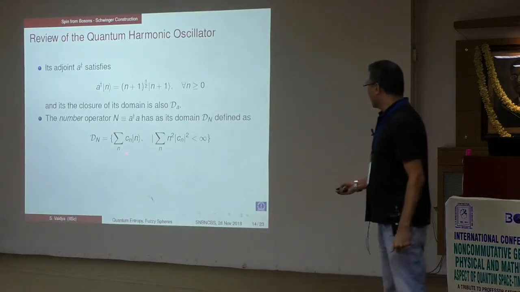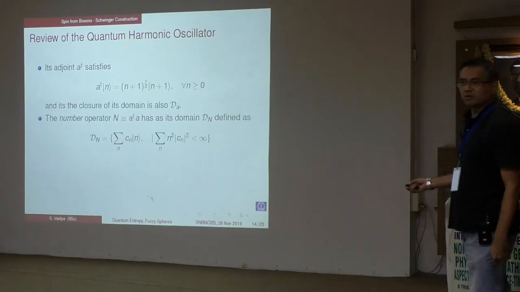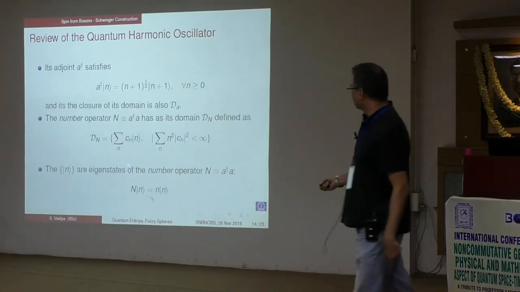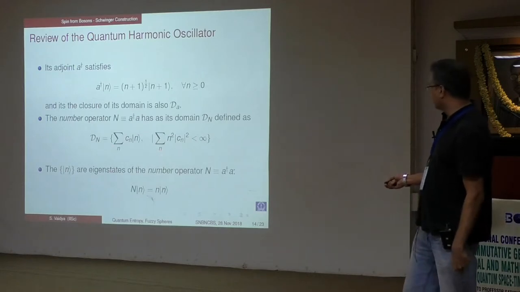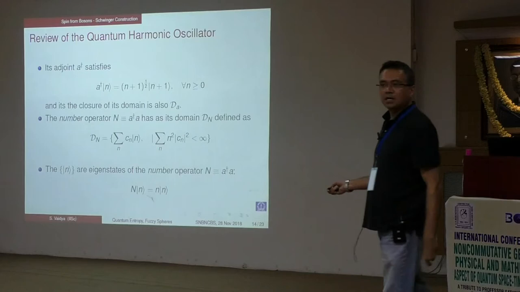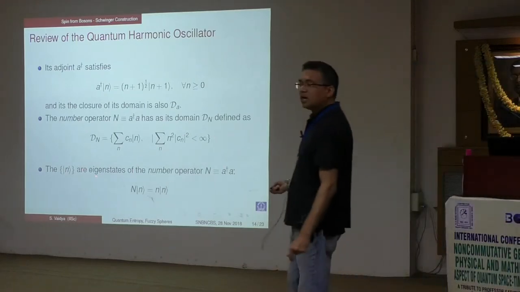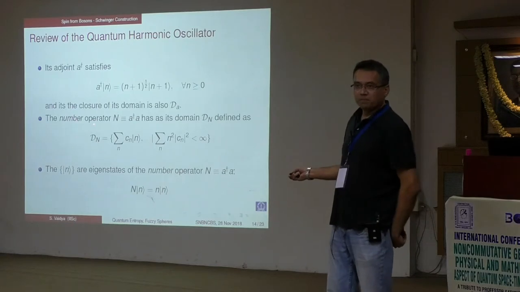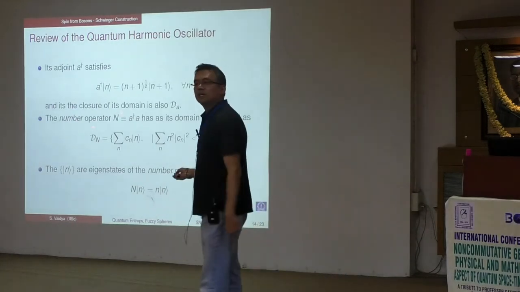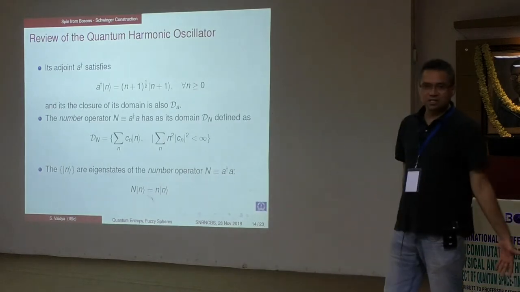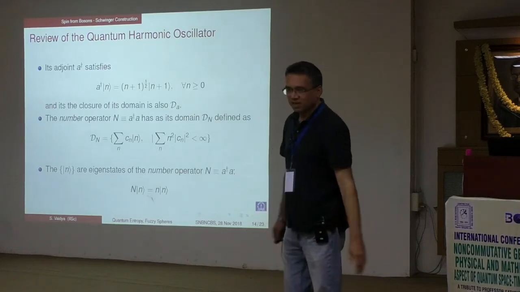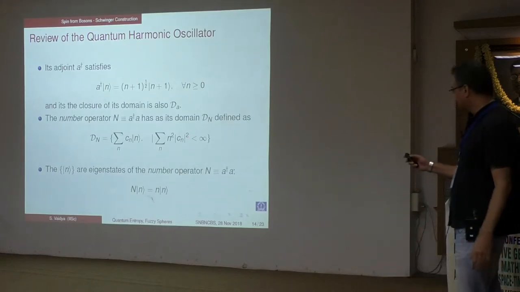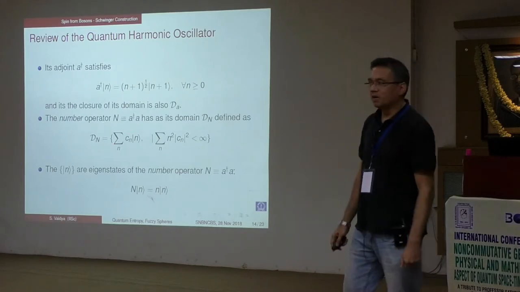The number operator, which is A dagger A, has a domain DN, which is different from the domain of A and A dagger. The domain of the number operator is the set of all vectors in your Hilbert space which obey this condition, that the sum over n of n squared times mod Cn squared is finite. So it's very easy for you to find normalizable vectors on which the number operator does not act properly. Well, by the very fact that they are in your Hilbert space, they are normalizable, but they don't obey this condition. So there are vectors in your Hilbert space for which the number operator is not well defined.